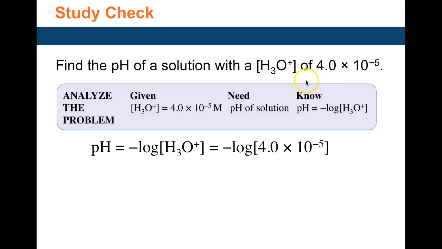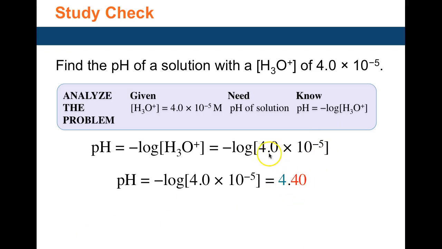So here the H3O+ in the study check was 4 times 10 to the negative 5. Again, put that into the formula for pH. Because the coefficient here is 4, the answer should be 4 point something, and it is 4.40. Again, the coefficient has 1 sig fig, so 2 sig figs after the decimal point.